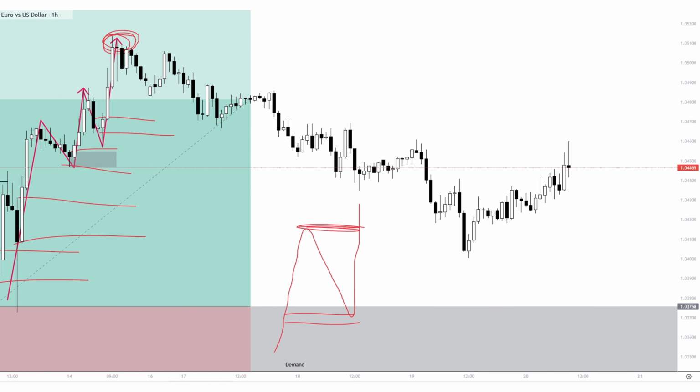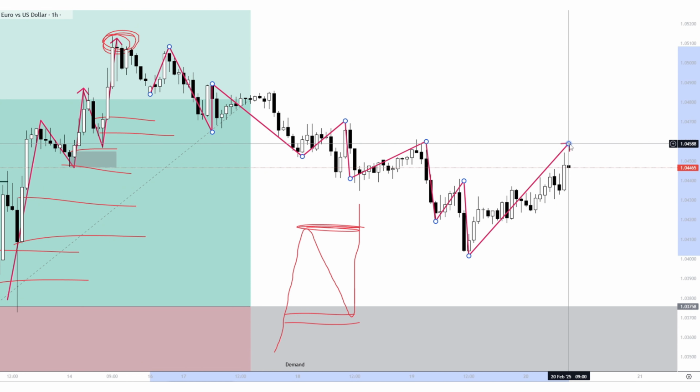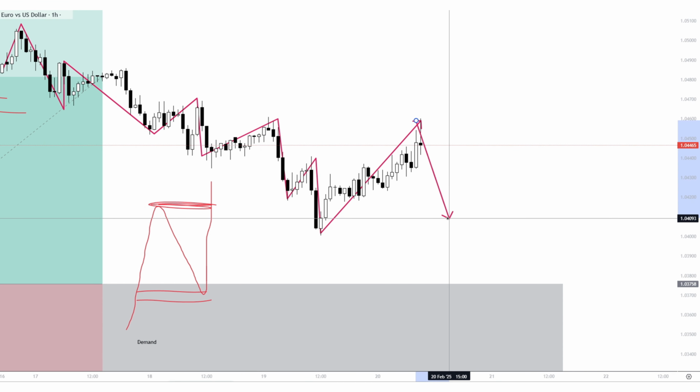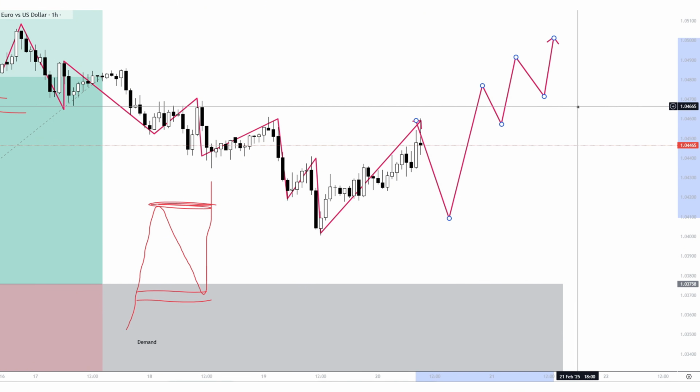Here we see that this pullback broke 1, 2, 3 demands to the downside, and looks like currently it has bounced from this one. Coupled with this descending mini downtrend on the internal level, we see that on the last move it broke above the last internal lower highs. So this actually has a very high probability of continuing the large time frame uptrend.